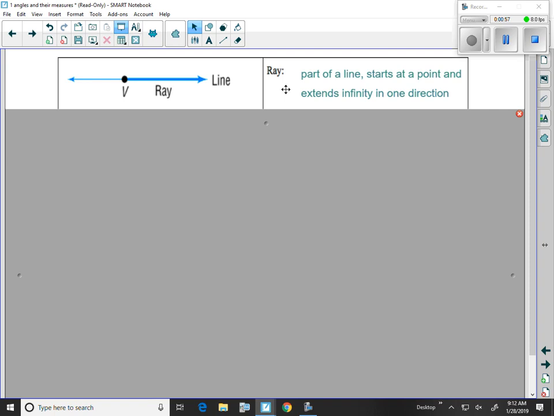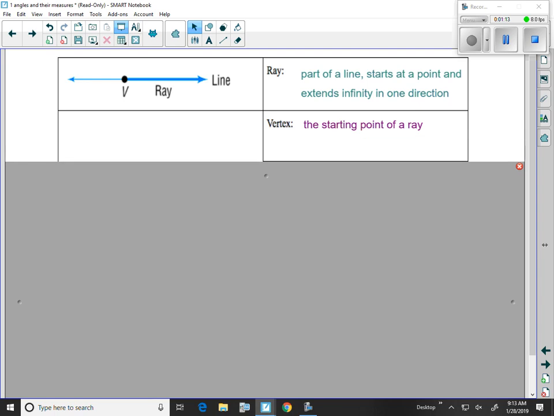In this example, we see our endpoint here, all the way through to our line. So it has an endpoint and one end with an arrow, so it only extends infinitely in one direction. A vertex is the starting point of a ray. In this case, V is our vertex. If we're looking at the ray above, V is our vertex.